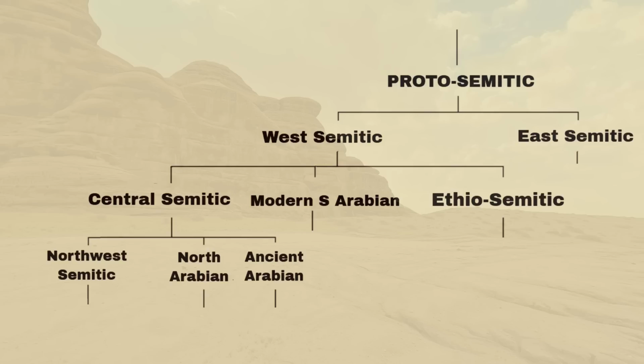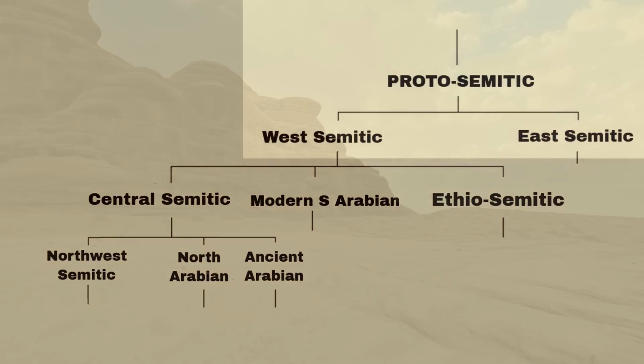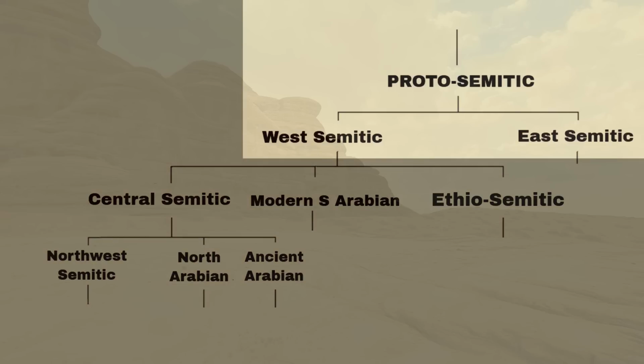As we can see, the first major split in the Semitic family is between East and West Semitic. There's linguistic evidence suggesting that this divergence was already underway in the early 3rd millennium BCE, meaning that Proto-Semitic must date to a period before that.